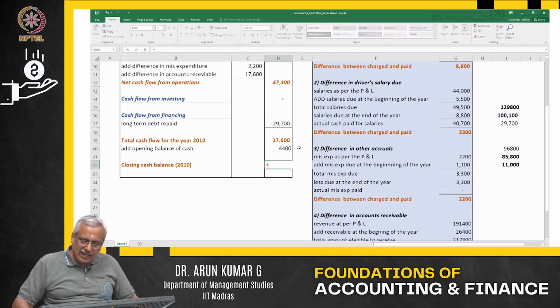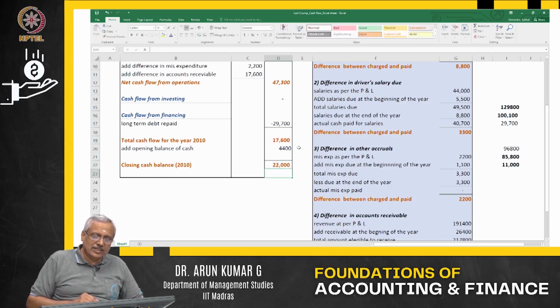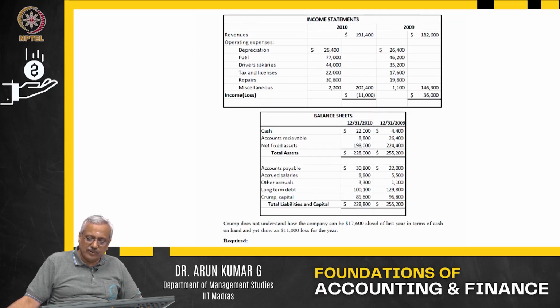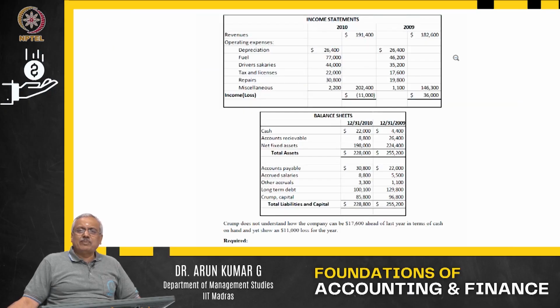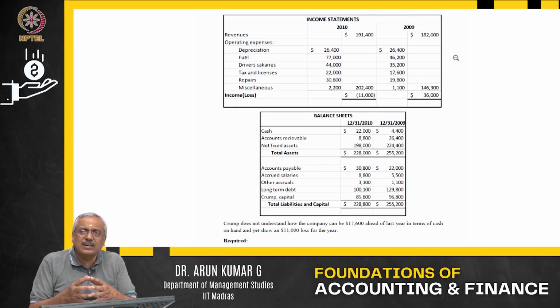Now, if I add the opening cash balance of 4,400 plus the total cash generated in the year 2010, what is my closing cash balance? My closing cash balance is 22,000, which matches exactly with the figure you have. So what have I done in this case? I have used the P&L and balance sheets together and arrived at a cash flow statement by the indirect method.